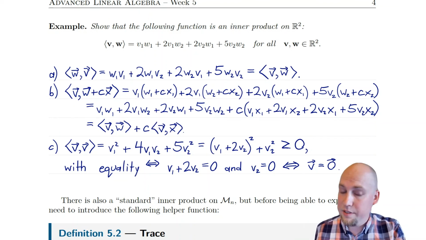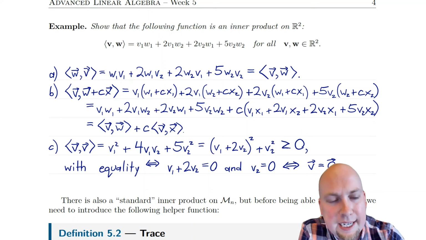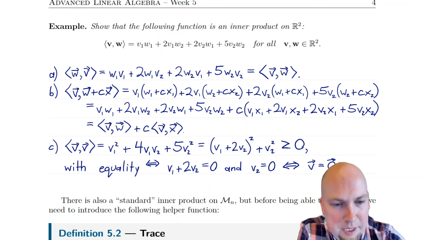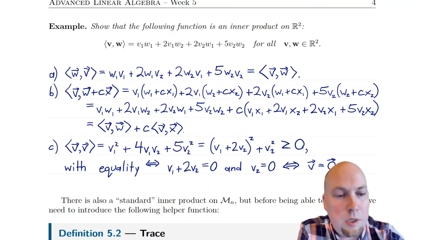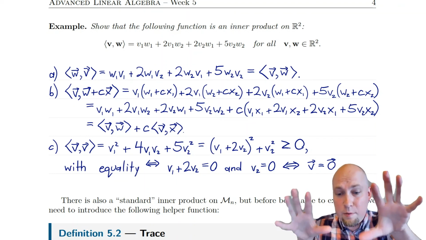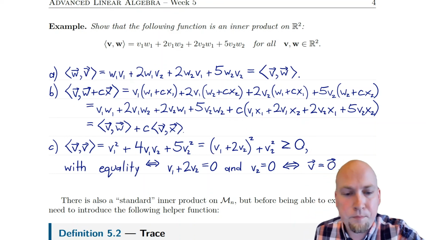Okay, and furthermore, remember you have to check, when do I get equality here, okay? Is the 0 vector the only vector that actually gives me equal 0 here? Well, the only way that I can get this equal to 0 is if both of these terms, squaring and adding up, equals 0. So in other words, v1 plus 2v2 has to equal 0, and v2 has to equal 0. But hey, if v2 equals 0, then over here we get v1 equals 0 as well. So the only way that it can happen is if it's the 0 vector. So that weird function there really is an inner product. It's an ugly one, but it is one.